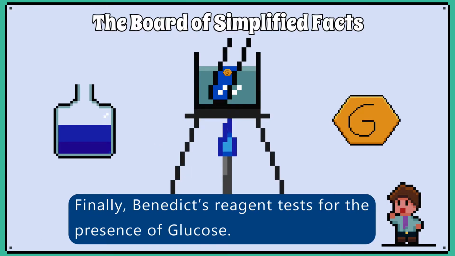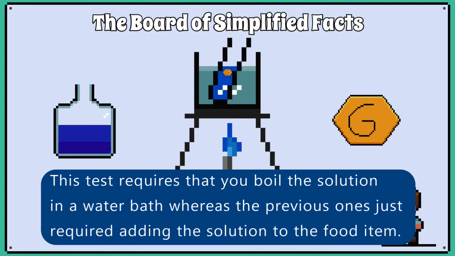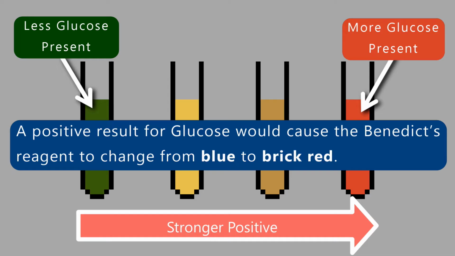Finally, Benedict's reagent tests for the presence of glucose. This test requires that you boil the solution in a water bath, whereas the previous ones just required adding the solution to the food item. A positive result for glucose would cause the Benedict's reagent to change from blue to brick red.